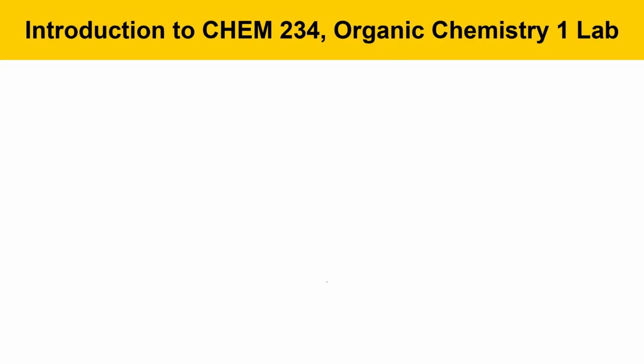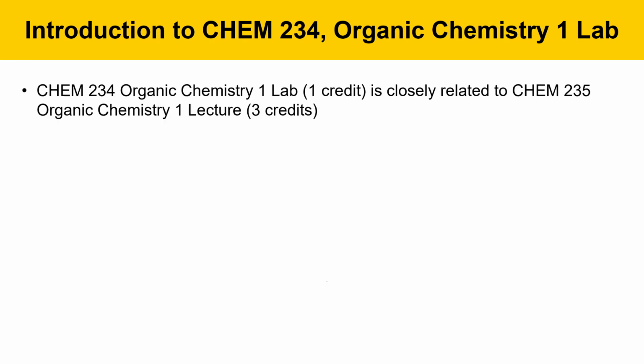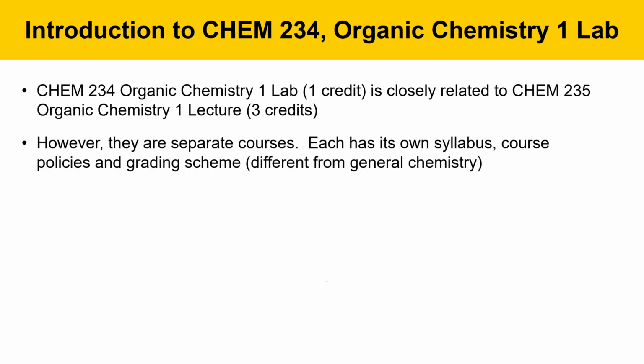This slide will provide an introduction to Chem 234 Organic Chemistry 1 Lab. The course, Organic Chemistry 1, is a 1-credit class that's closely related to Chem 235. That's Organic Chemistry 1 Lecture, which is a 3-credit class. The 2 courses cover very similar content, but from different perspectives. The lecture is more focused on theory, while the lab is more focused on the hands-on aspects of chemistry. However, the 2, although they're related, are separate courses. Each one has its own syllabus, course policies, and grading scheme.